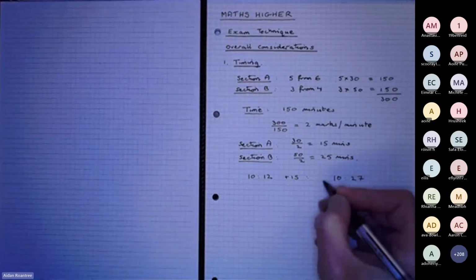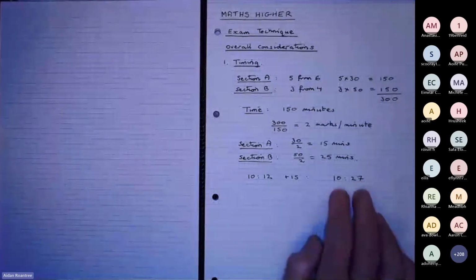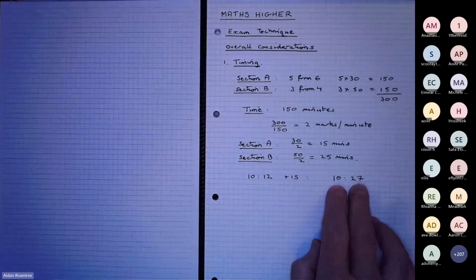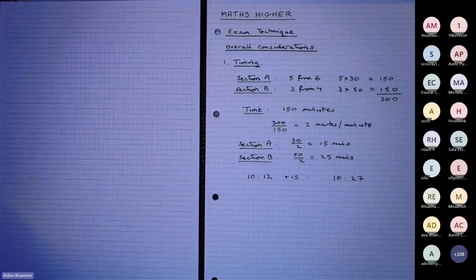So what some people do is they jot down 10:27, and that tells them that that is the final time. And if that time arrives and they're still on that question, it's time to move on. Under no circumstances should you go on beyond that.